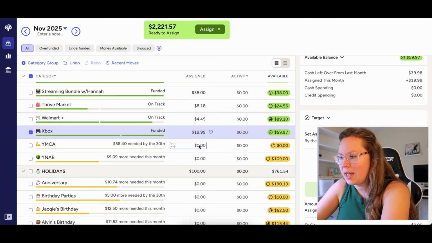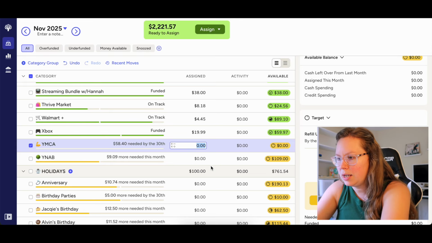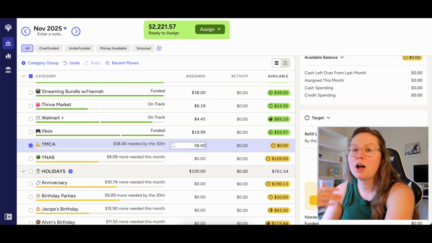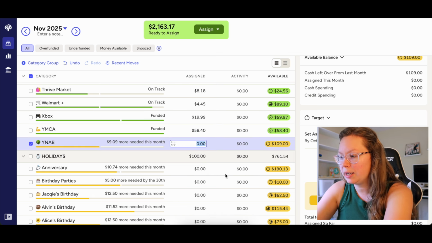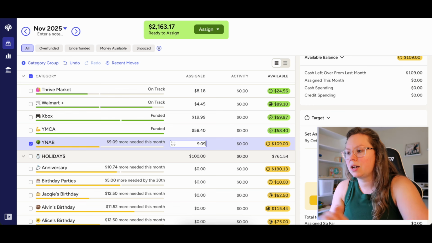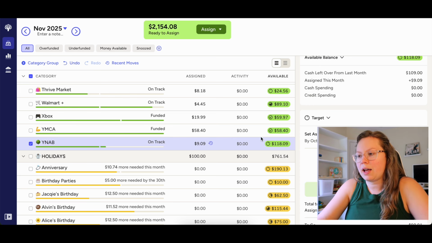Then the YMCA, it looks like $58.40. That's for me and Alvin to go to the Y, which I absolutely love because the childcare is included. And then YNAB is $9 a month, which I actually think I have some free months because of you guys signing up. So I haven't had to pay my yearly membership yet.